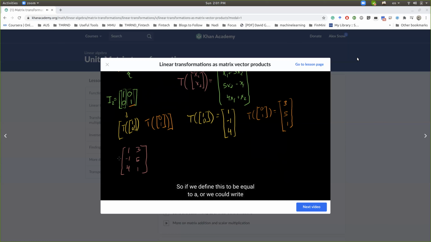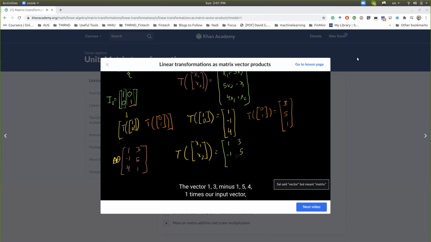So if we define this to be equal to A, we could write it this way. We can now write our transformation of x1, x2 as the product of this matrix, I'll write it in green, the matrix 1, 3, minus 1, 5, 4, 1, times our input vector x1, x2. Which is super cool, because now we just have to do a matrix multiplication instead of this. And if we have some processor that does this super fast, we can then use that.